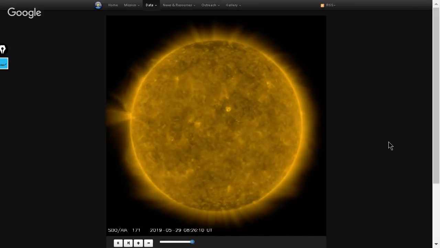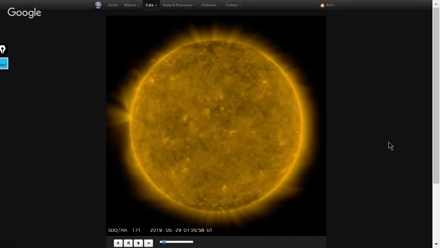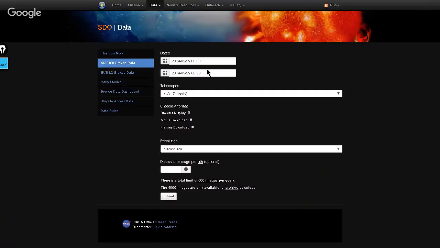All right, welcome to the coronal hole wind stream, folks. You are currently inside of one. Let's look at some other views of the sun before we look at a lot of other stuff.